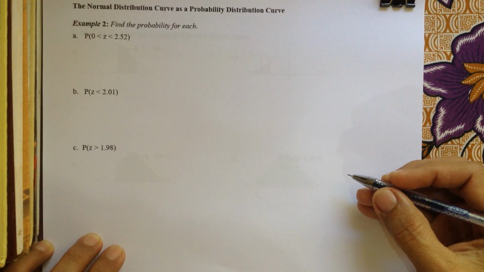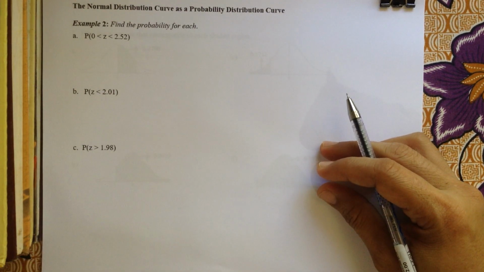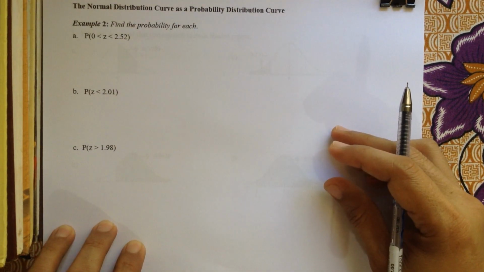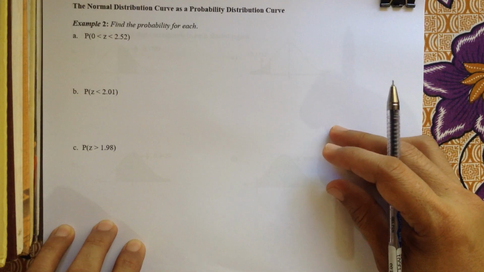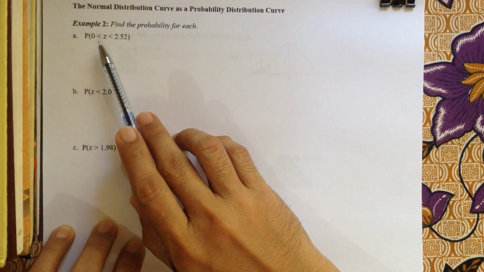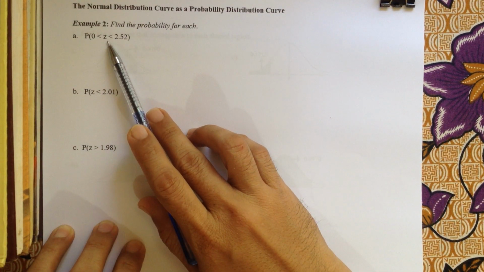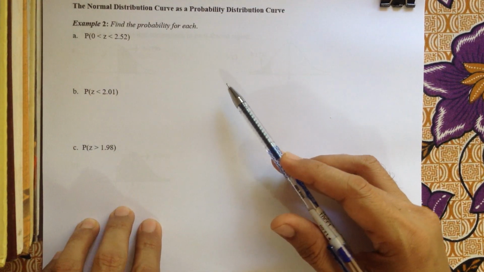Okay, this time we're going to discuss the normal distribution curve as a probability distribution curve. We're going to solve the following problems. Find the probability that the value of z is between 0 and 2.52.